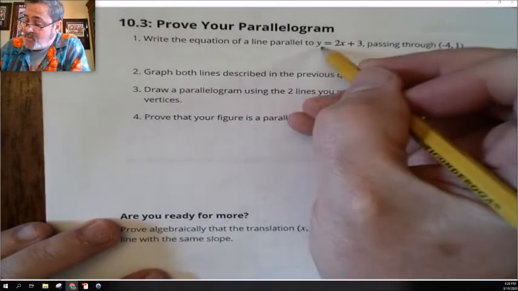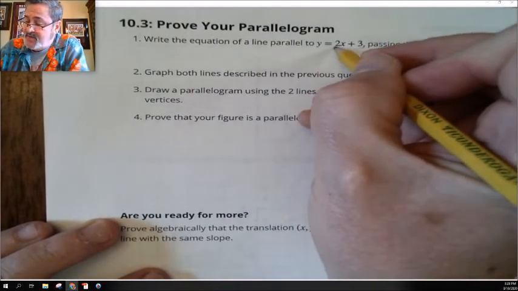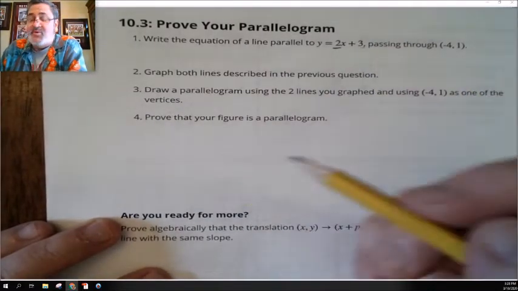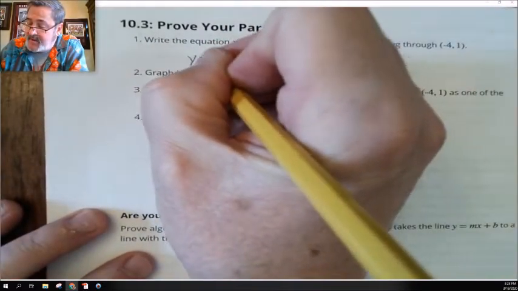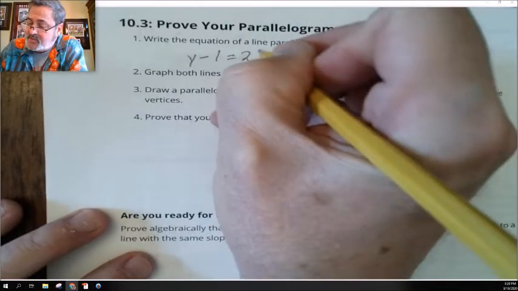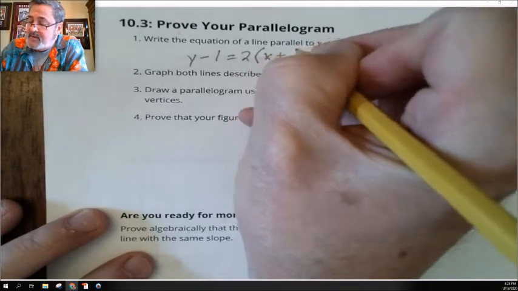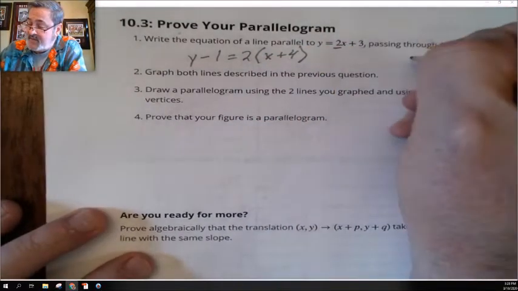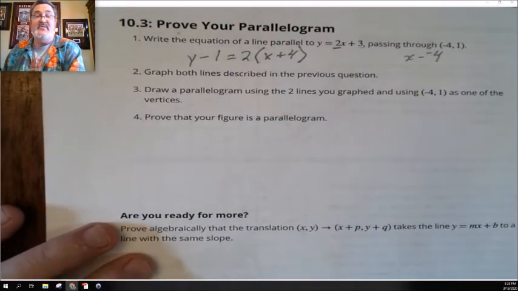Well, this is our y equals mx plus b format, right? y equals mx plus b. So we know the m is the slope. Now we have a point, so for our equation, we should probably use the point-slope form. So y minus, what's our y? 1 equals slope 2 times x minus a negative 4, right? x minus negative 4. That would be the same as x plus 4.